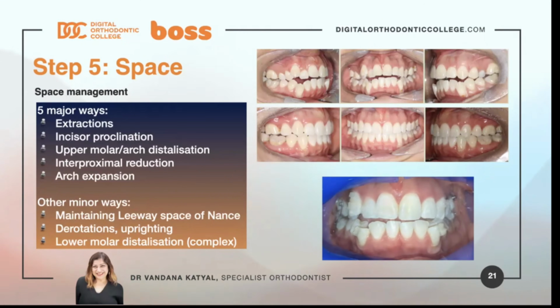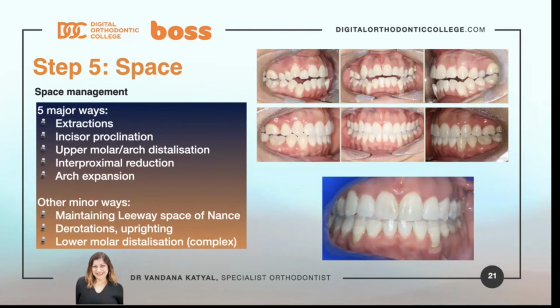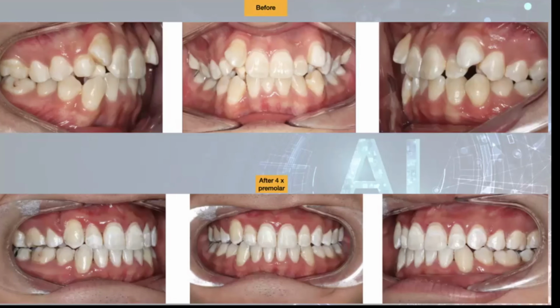After that, I'll think about my space. So step 5, how am I going to alleviate crowding? Remember, we talked about the 5 major ways and minor ways of creating space. So in this case, we actually extracted 4 premolars. You can see it's a severe crowding with a transposition. And this case was finished completely in aligners. There was no braces used. It was simply using interarch elastics and clear aligners and extractions.